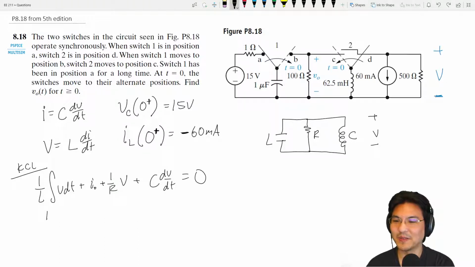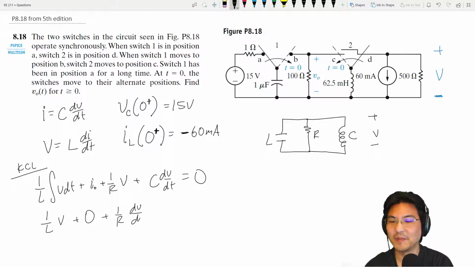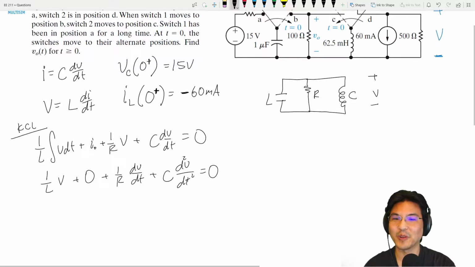So time derivative of this would just be V. Time derivative of a constant is 0. Time derivative over here, dv dt. Time derivative of this, second derivative. Okay, so now we have this second order ODE.